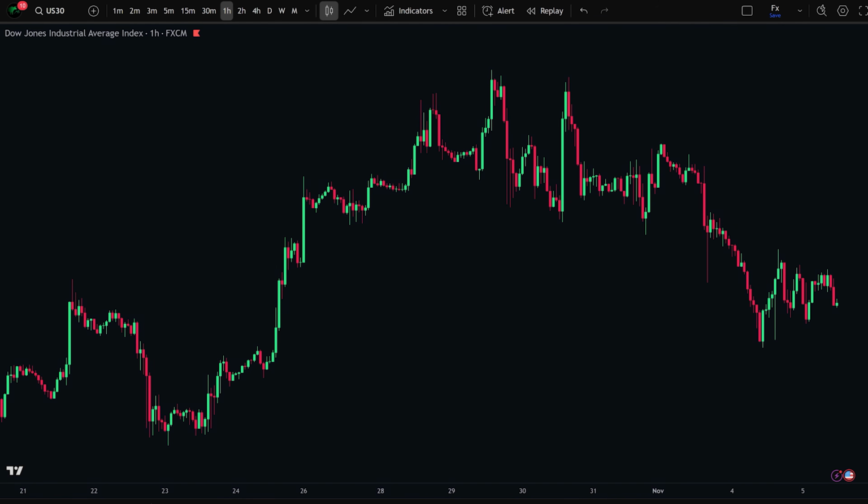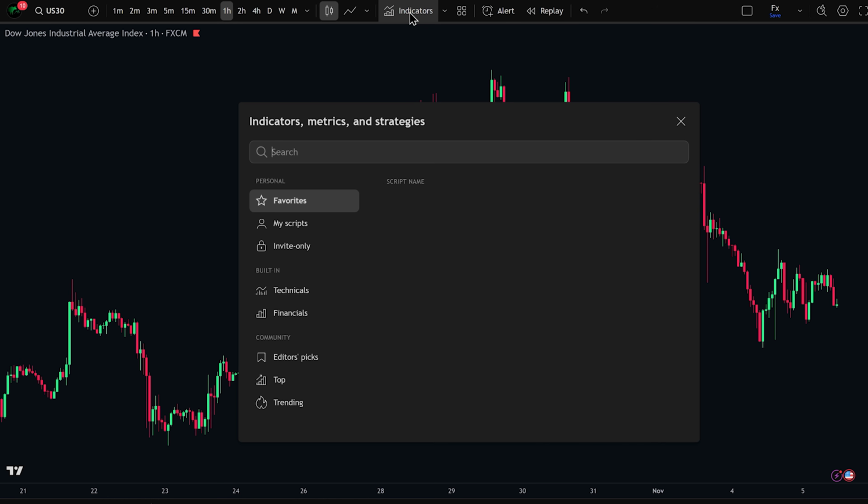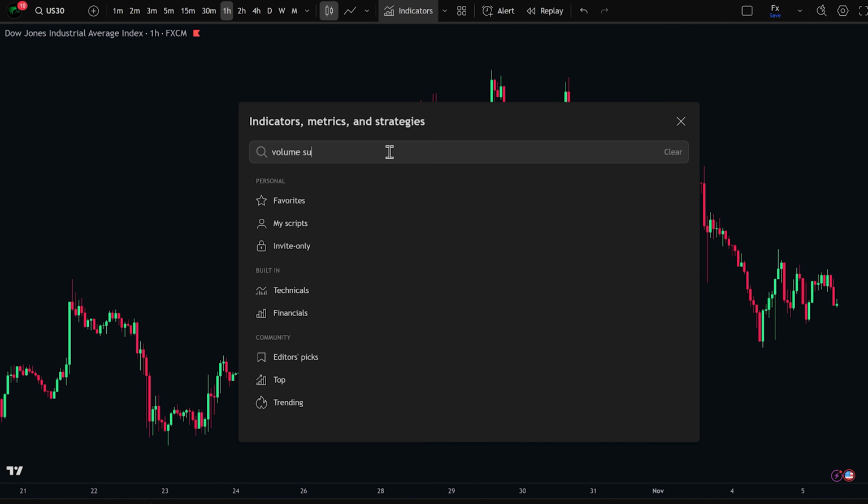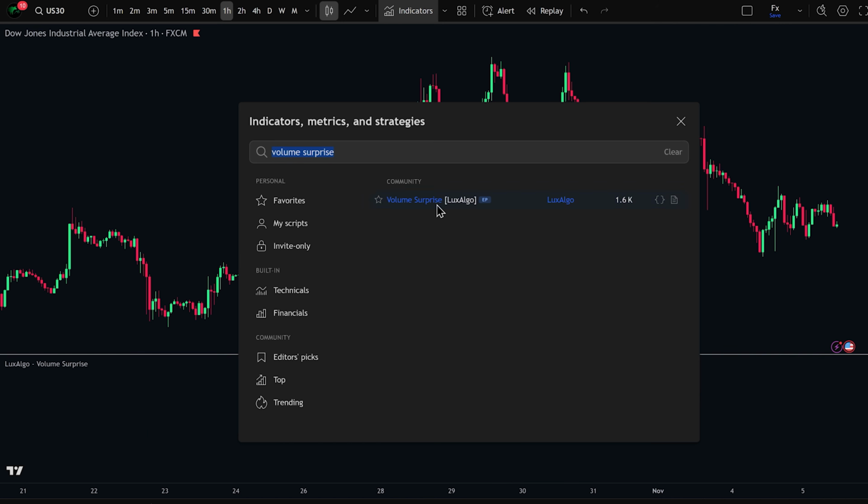First, open TradingView and click on the Indicators tab at the top of your chart. Now, type Volume Surprise into the search box. Select the indicator by LuxAlgo, and it will instantly load onto your chart.